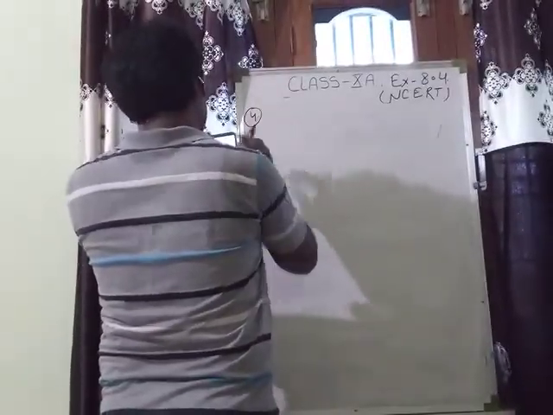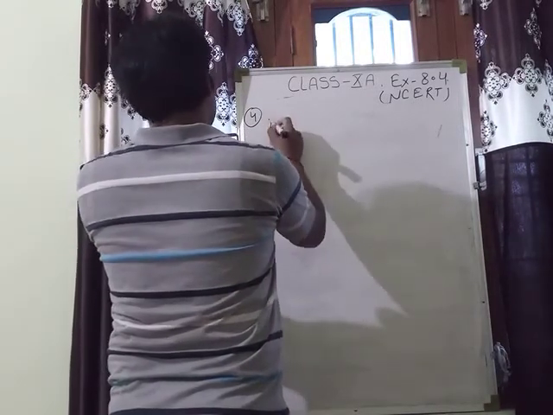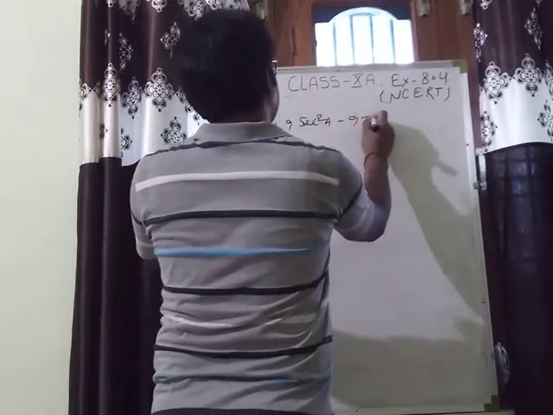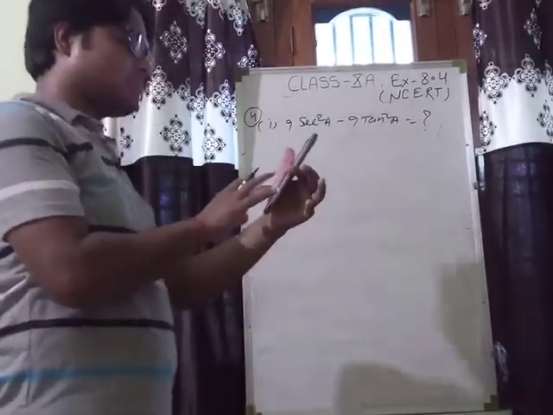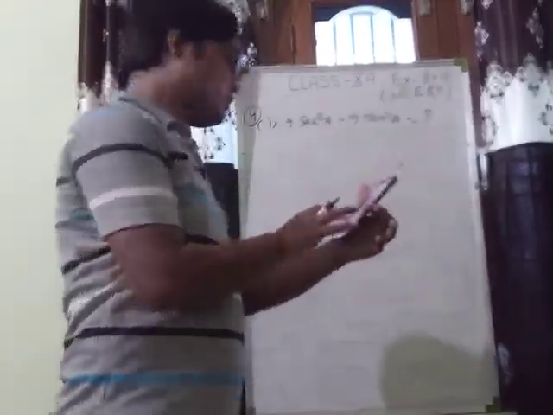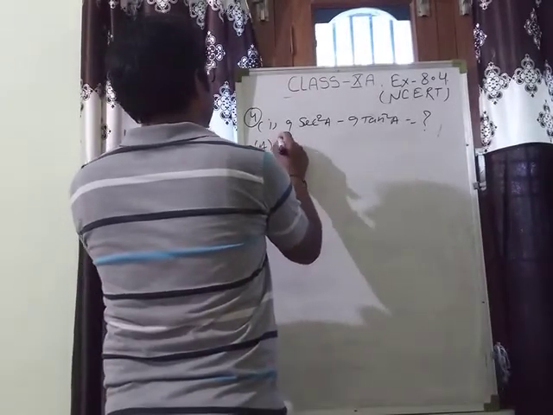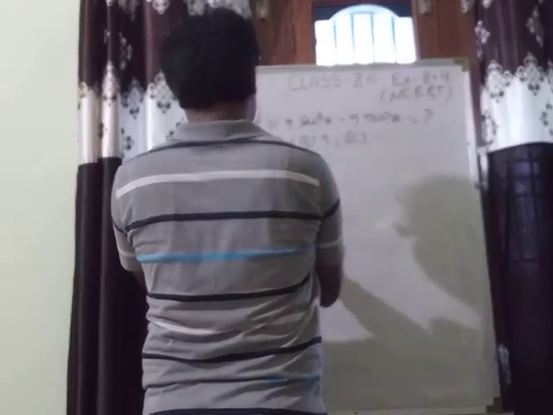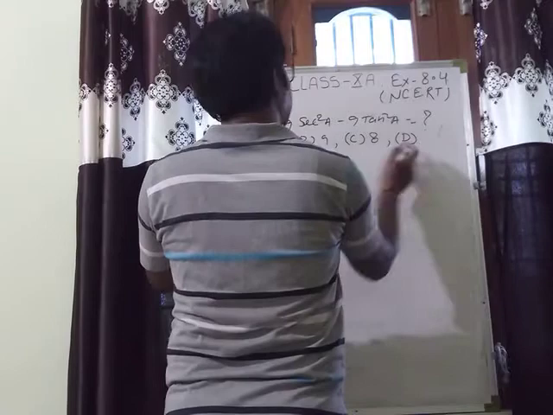Question number 4, that is multiple choice questions. Choose the correct option, justify your answer. First one is 9 sec square a minus 9 tan square a will be equal to what? And there are options, A, that is 1, B, that is 9, C, that is 8, and D, that is 0.